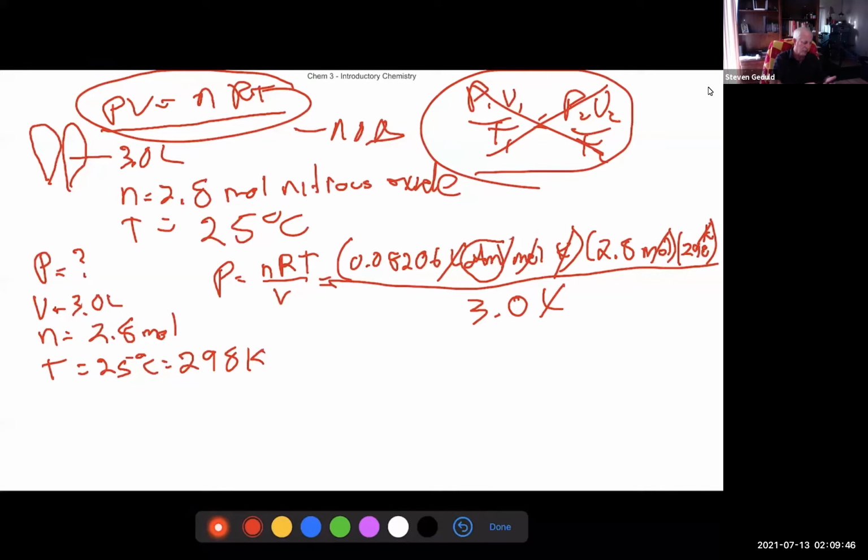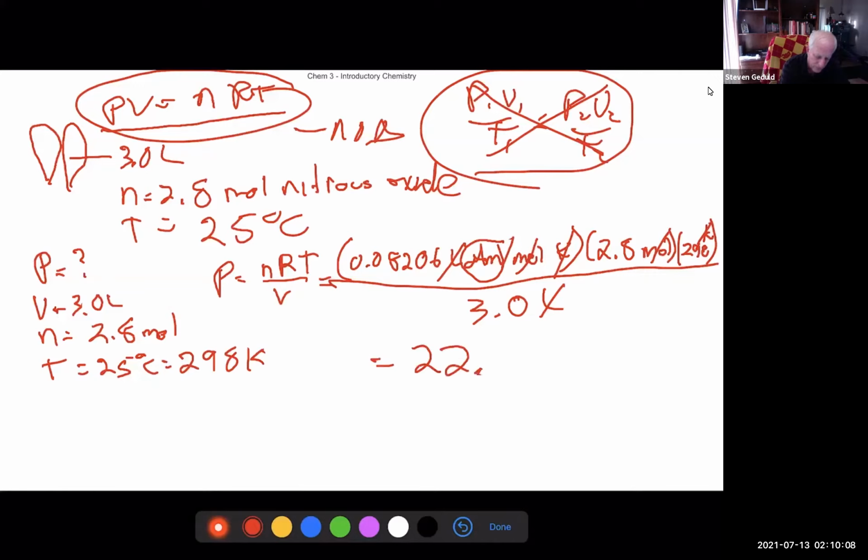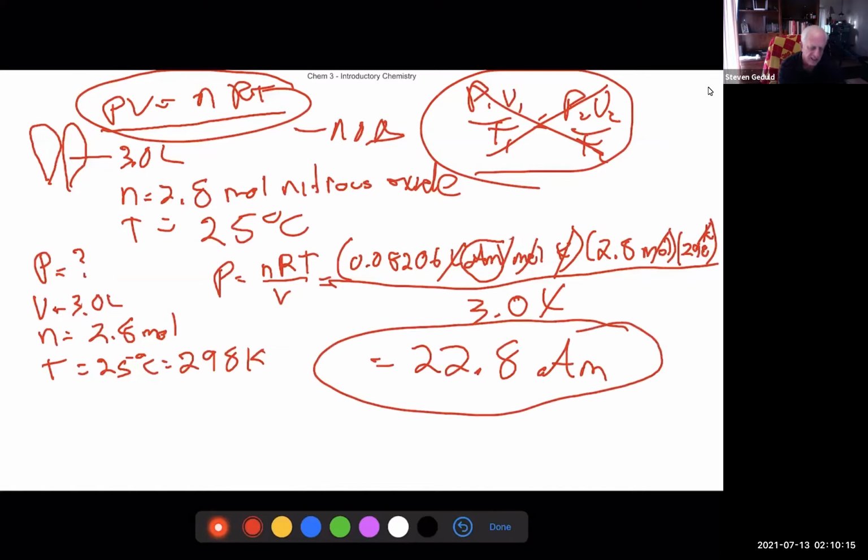So we take 0.08206 times 2.8 times 298 divided by 3 equals 22.8 atmospheres. That's how much pressure is in each nitrous balloon at the party, if you measured out the number of moles correctly. And that's how we use the ideal gas law to solve.